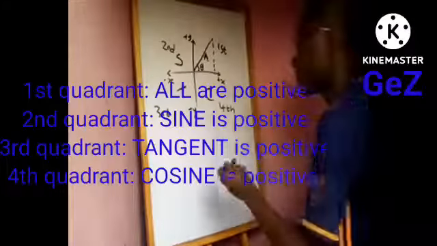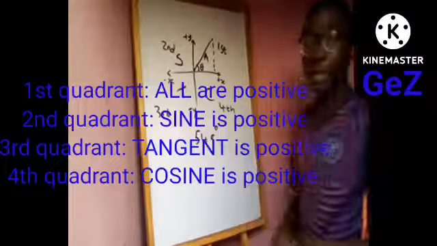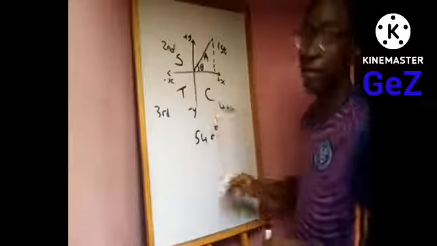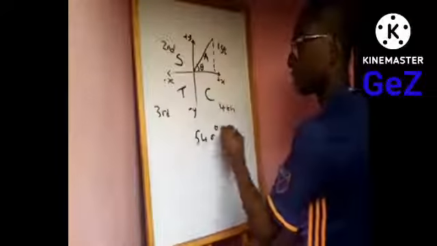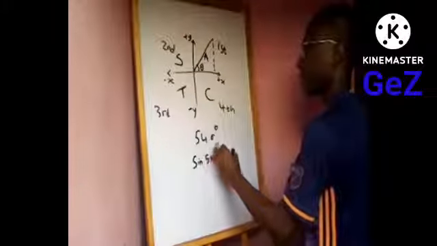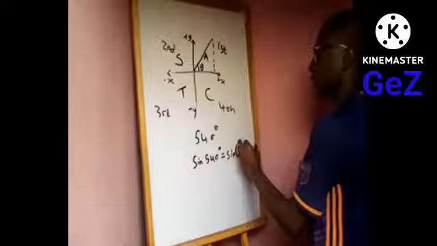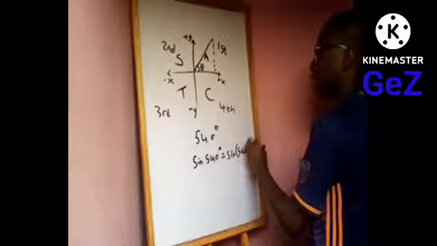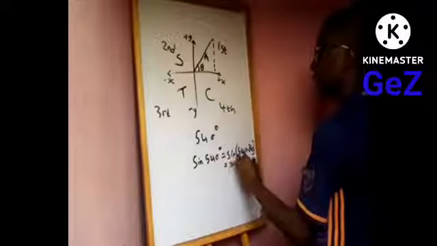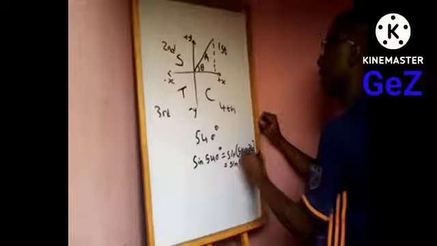Tangent is positive only in the third quadrant, and cosine is positive only in the fourth quadrant. Now, for example, if you are given an angle of 540°, you can see that this is beyond 360. So if you are looking for the sine of 540°, all you need to do is subtract 360. Sine 540° equals sine (540 minus 360), that's sine 180.